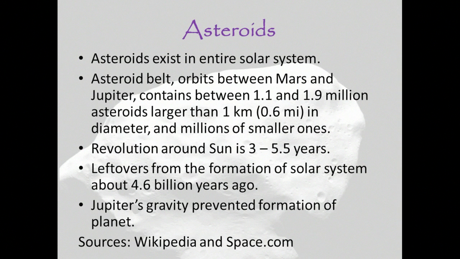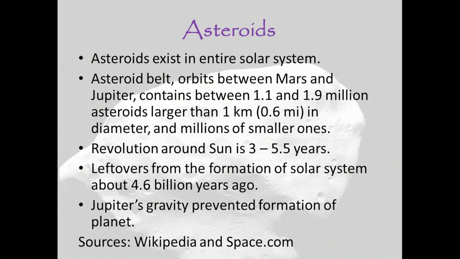Now, you know Mars takes 2 years to go around the Sun. You know Jupiter takes 12. That asteroid belt around the Sun, there's an average of 3 to 5.5 years that it takes the asteroids to go around the Sun, and therefore pretty much that's the revolution around planet Earth as well. This major asteroid belt that we know, they are leftovers from the formation of our own solar system.